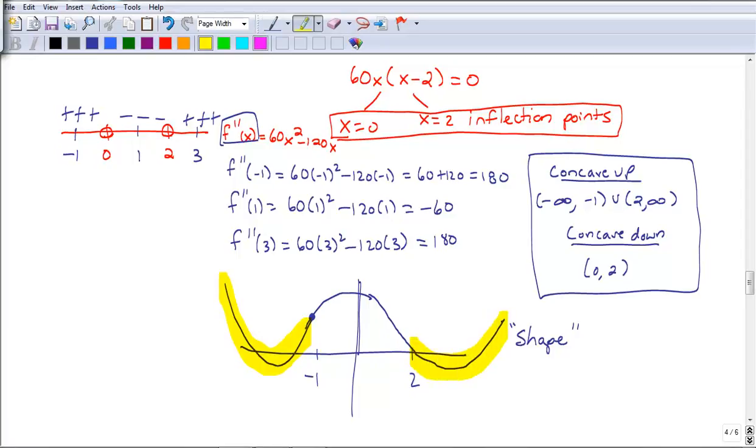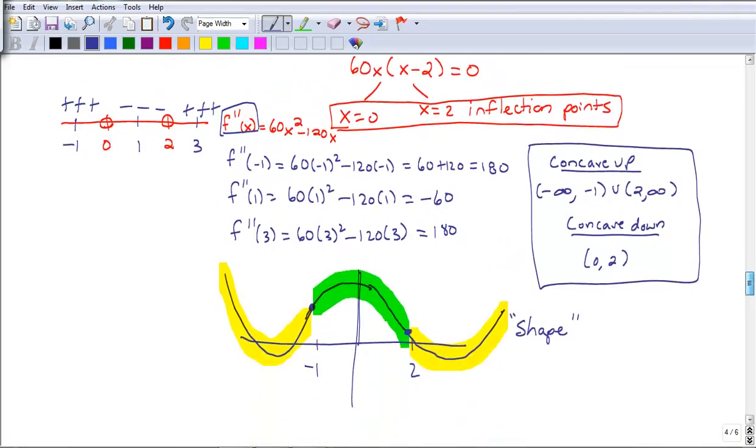In the yellow spots, and it's a bowl opening down in the green spots. So it just gives you an idea of the shape of the graph. It helps you figure out what it's going to look like.